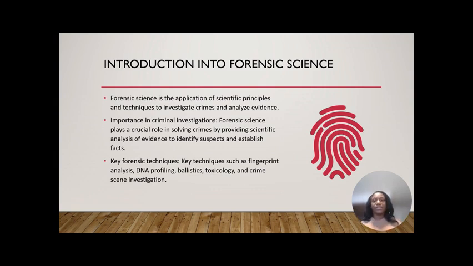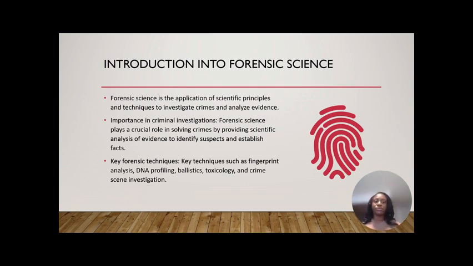So first things first, what is forensic science? Forensic science is the application of scientific principles and techniques to investigate crimes and analyze evidence. In layman's terms, that simply means what are the scientific methods that we need in order to solve a crime. When you get to a crime scene, you're going to have to establish that crime scene. You're going to have to pick up pieces of evidence and look at what place this crime took place at, what time of day, and when the person actually died, based off of their body temperature, the placement of the body, things of that sort.